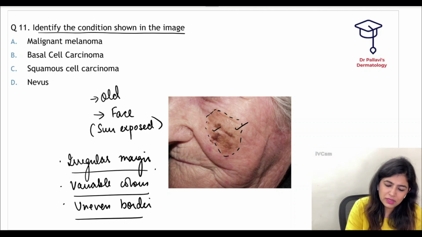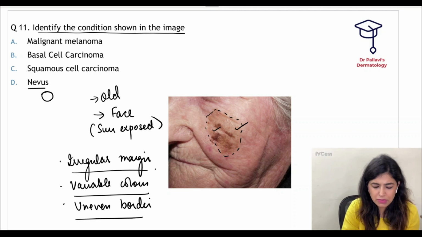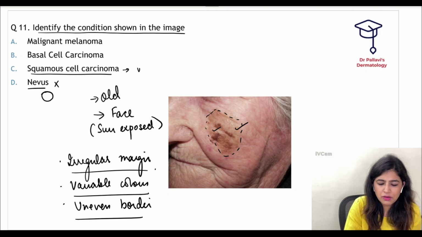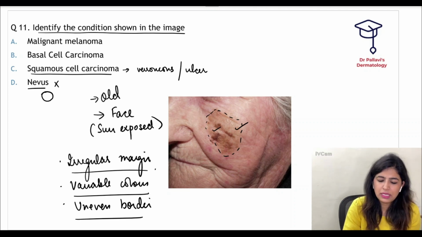Now let us look at the options. Nevus. A nevus will never present like this. Nevus will always be a well-defined lesion with clear margins. So this is not how a nevus will look. SCC will be maybe a verrucous lesion, it will be a rough lesion, or it will be an ulcer, but it will not look like a pigmented lesion.